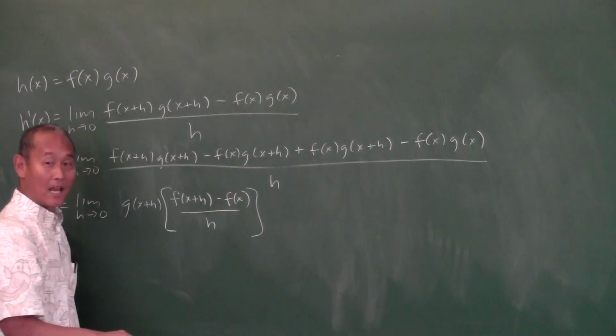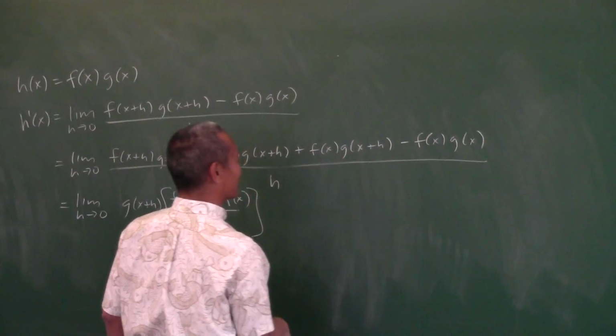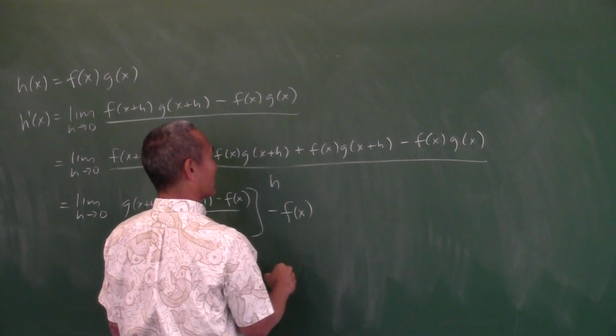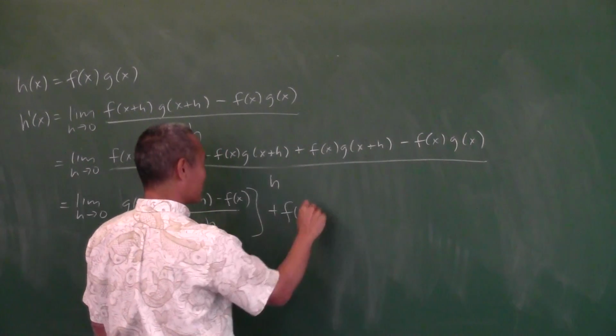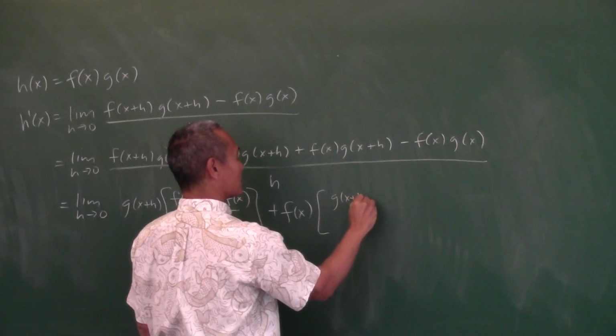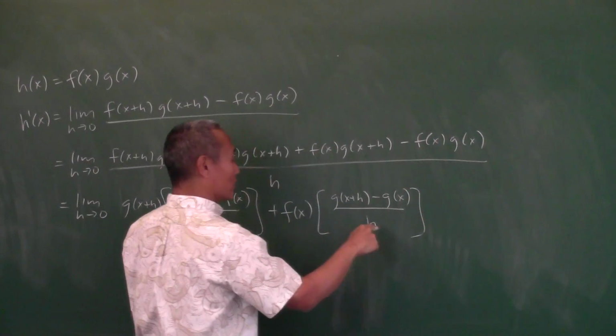Now look at the third and fourth terms. What can be factored out? A negative f of x. No, a positive f of x. And what's going to be left? g of x plus h minus g of x all over h.